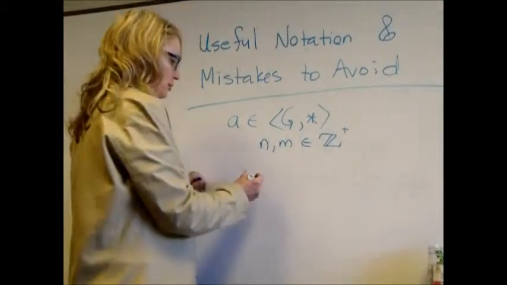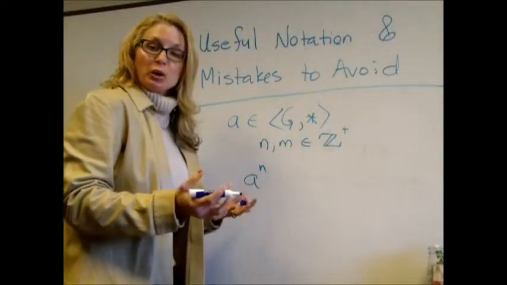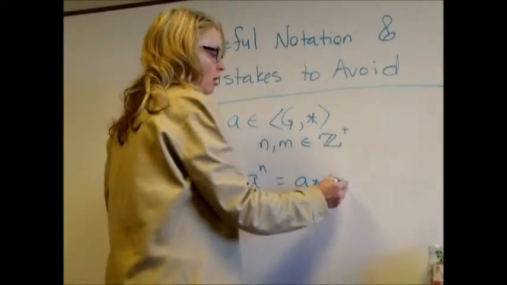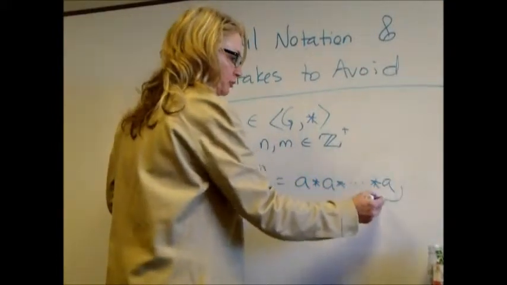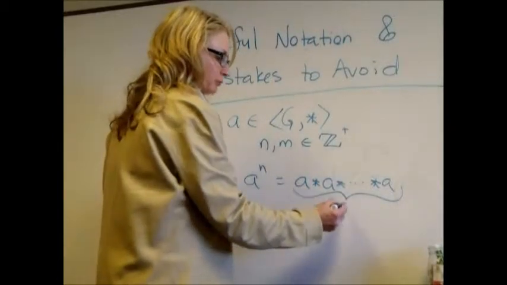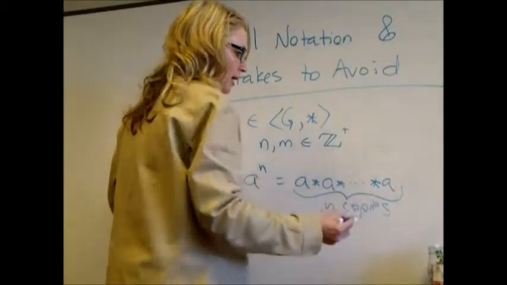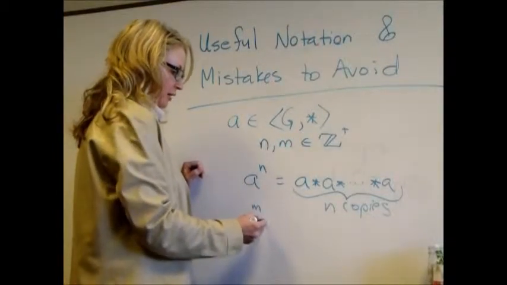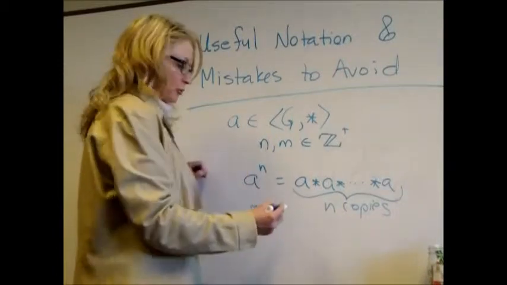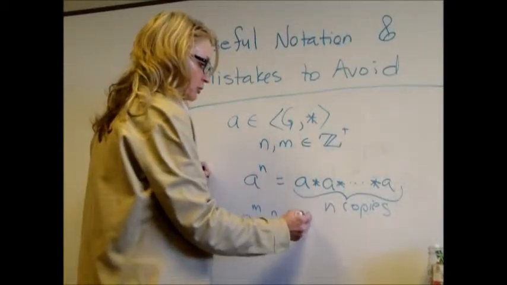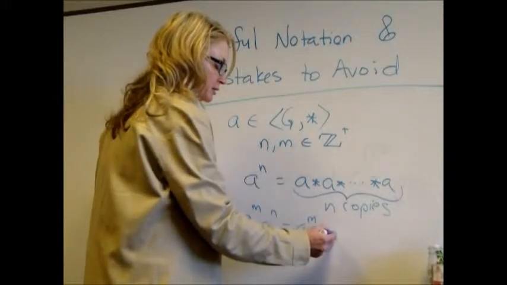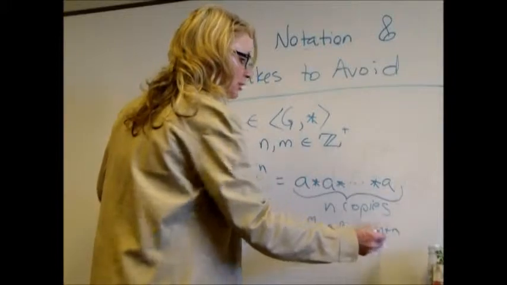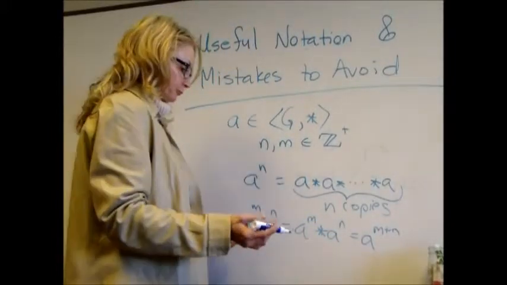So for example, a raised to the n power, we write to mean n copies of a all being multiplied together using the operation of the group G. And multiplying, or writing a to the m times a to the n in our normal exponential notation, really means a to the m times a to the n. And so what you have is m plus n copies of a in the group G.